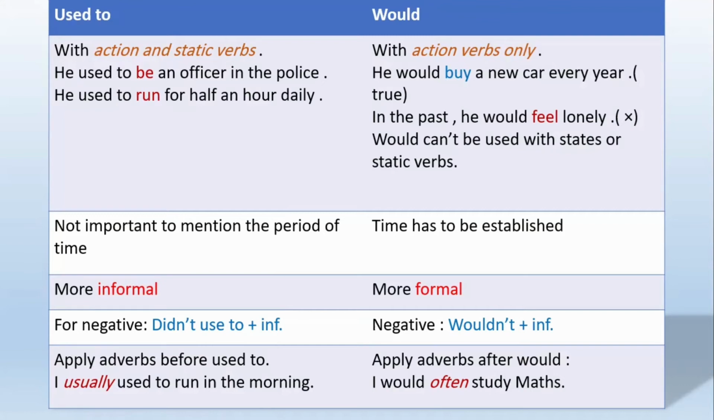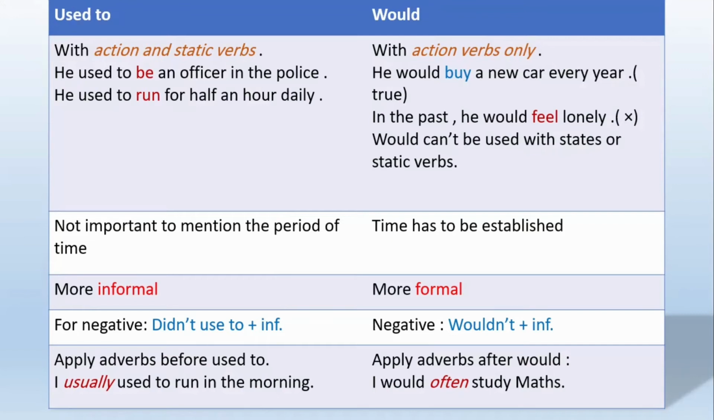I can say, for example, he used to be an officer in the police. Verb to be is a static verb, and we can use used to. He used to run. Run is a dynamic verb, and it is used with used to. That's right. Okay, but look at would. Would can be used only with action verbs. Like we say, he would buy a new car every year. True sentence.